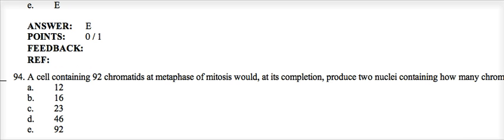Okay, number 94. A cell containing 92 chromatids at metaphase of mitosis would, at its completion, produce 2 nuclei containing how many chromosomes? So why are they asking you these things? This is important, and it gets trickier when we're doing meiosis too, to figure out how many chromosomes we start with, what is a chromatid, when has it been duplicated, what would we see in mitosis.